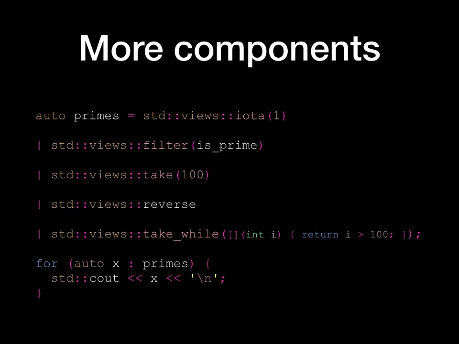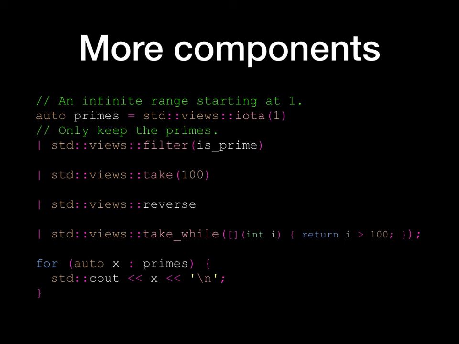So, a more complex example showing a few more components. We'll start with iota, which will be familiar to people who've used APL before. It gives us an infinite range, starting from 1 and continuing, well, indefinitely. So this shows that ranges are actually lazy, because otherwise, of course, this wouldn't be possible.